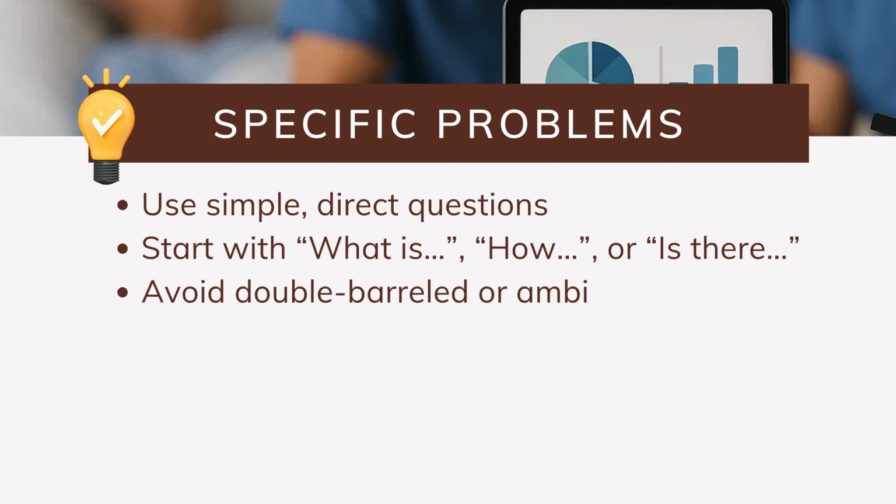Avoid what we call double-barreled questions. These are questions that ask about two things at the same time, like what is the level of knowledge and attitude of students? These two variables, level of knowledge and attitude, in one question can be problematic during analysis. Instead, split this into two specific sub-problems, one on knowledge and one on attitude.